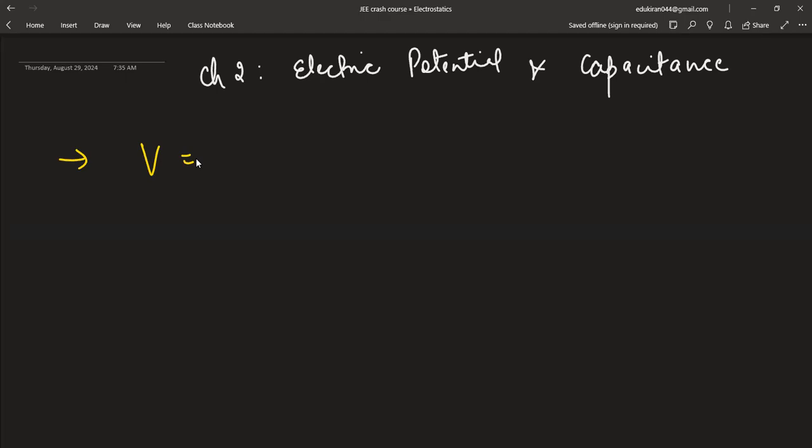W by Q. W by Q is in terms of work done. For an individual charge, it is KQ by R. Work done, this is for potential. This is particularly for potential. This is just particularly for potential.